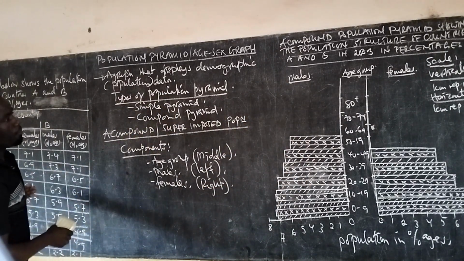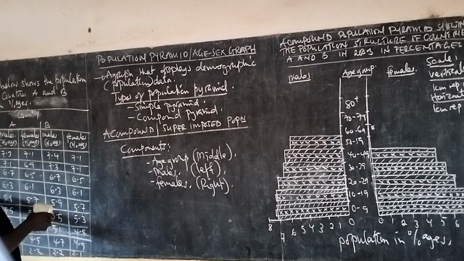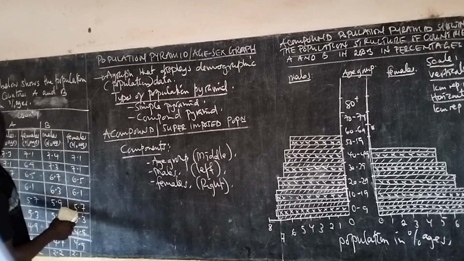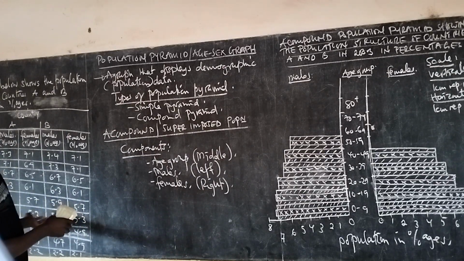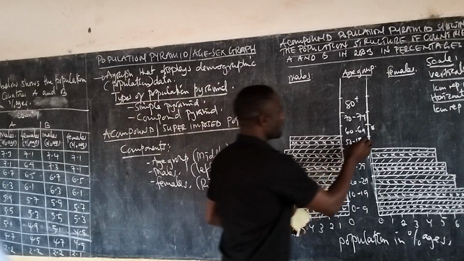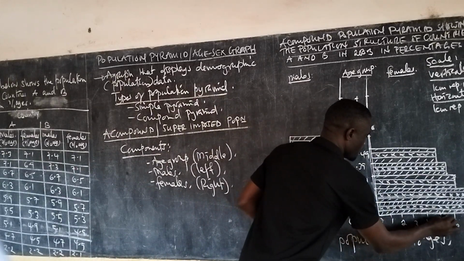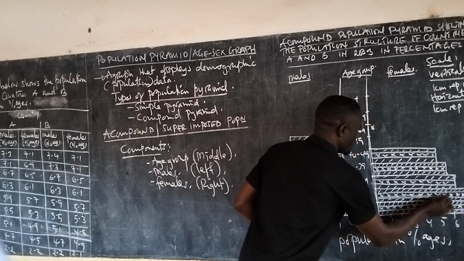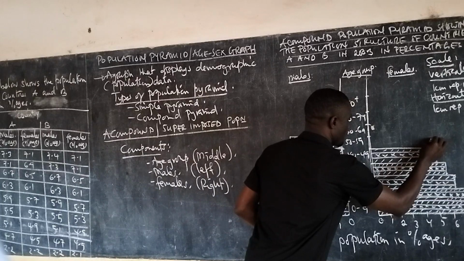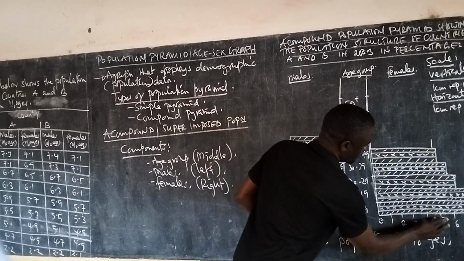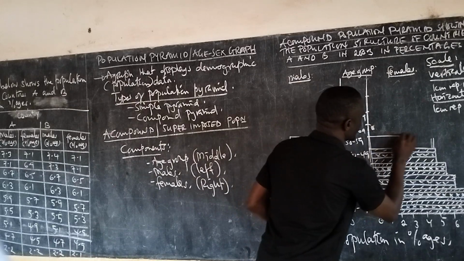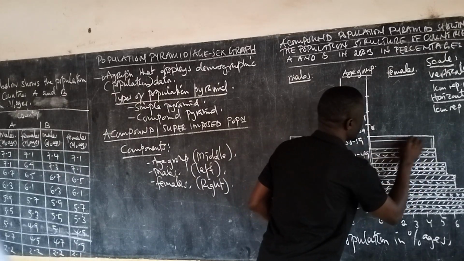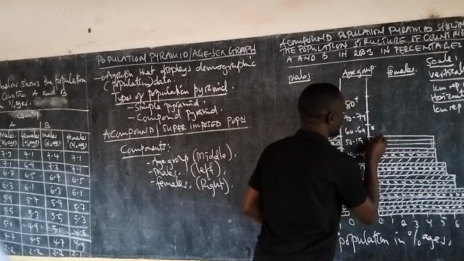On the side of females, 50 to 59 females, we have 5.3, 5.3 can be around here, 5.3.